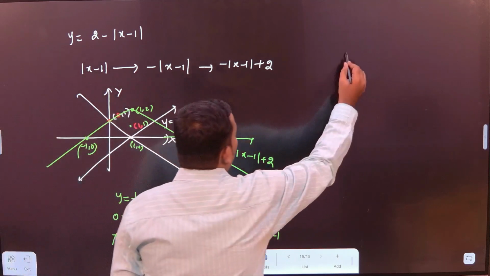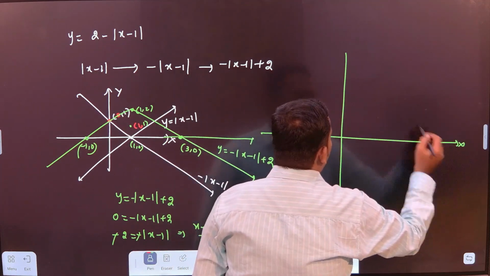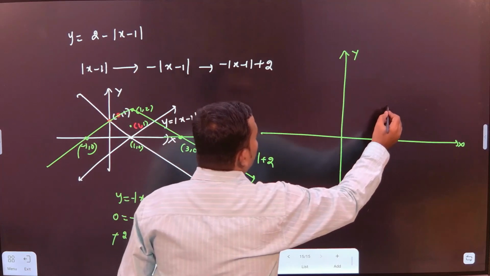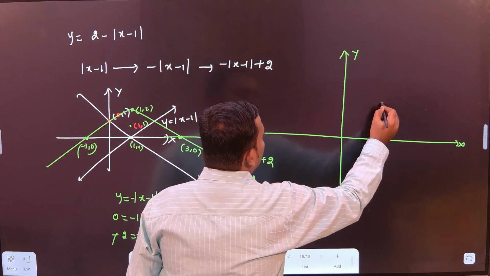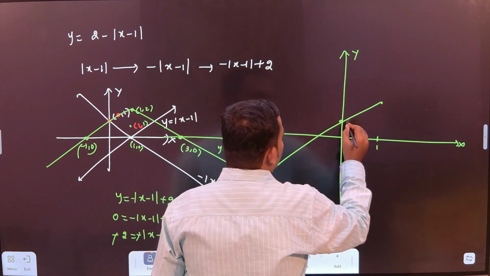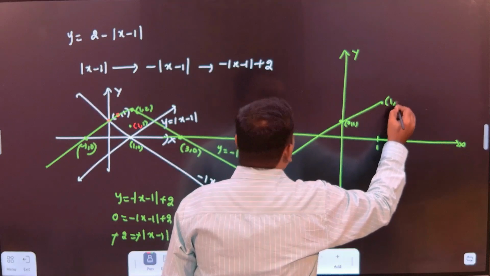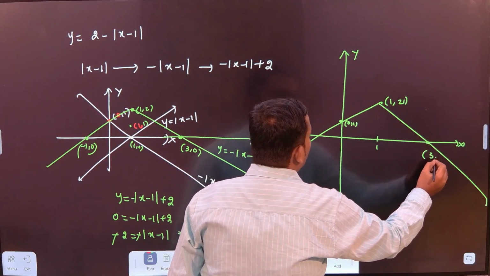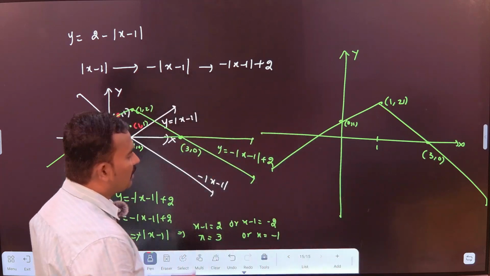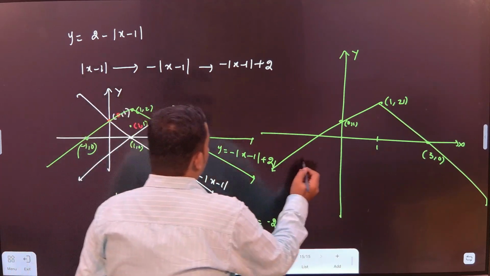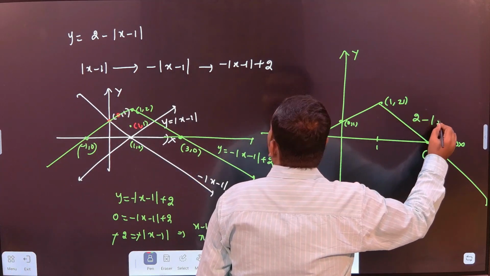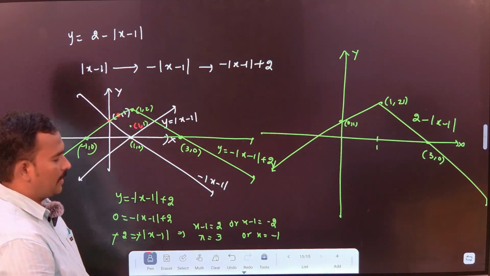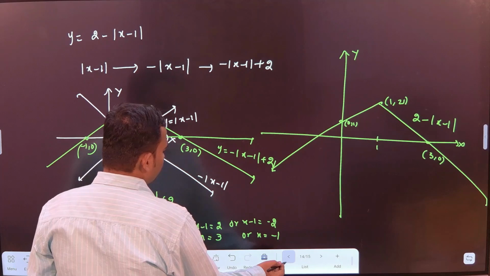So the entire graph will be like this. This is the x-axis, this is the y-axis. So 1 comma 2, let's take here 1, this is 2, this is your 0 comma 1, 1 comma 2, right? This is the graph, with 3 comma 0. Understand? This is the graph of 2 minus mod x minus 1. Clear? Okay, let's do another question.